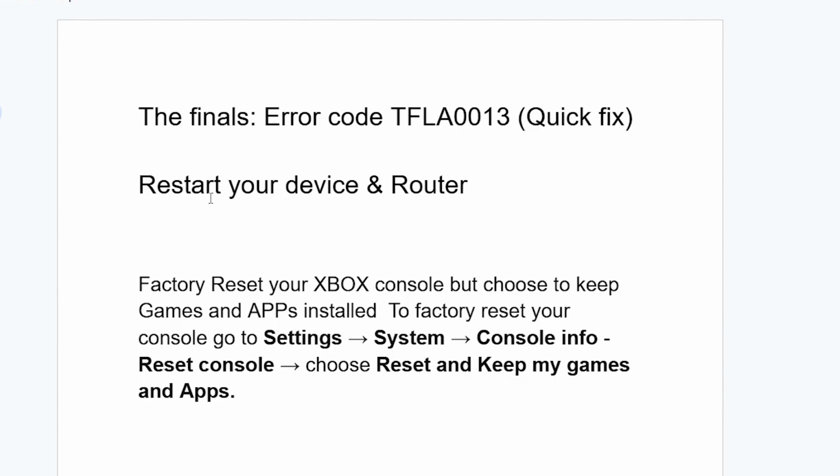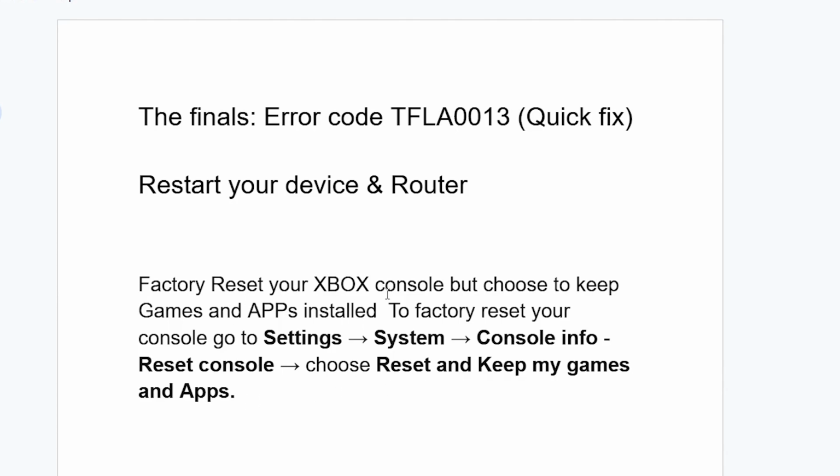Now, the first thing you need to do is restart your device and router. This is to ensure that you have a good internet connection. Now, if you get this on Xbox, just factory reset your Xbox console, but choose to keep games and apps installed. To factory reset your console, go to Settings, select System, select Console Info, choose Reset Console, choose Reset and keep my games and apps.